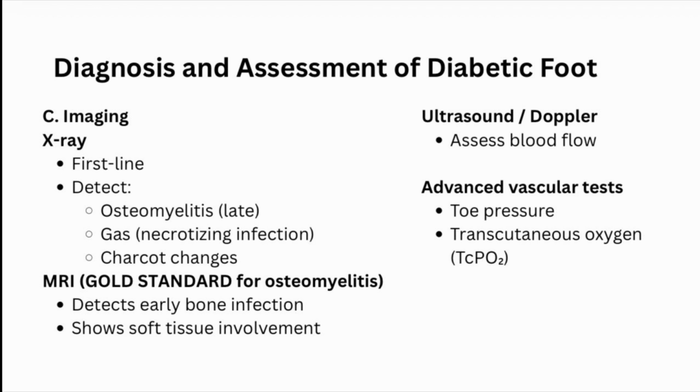MRI is the gold standard for diagnosing osteomyelitis. It detects early bone infection and also shows soft tissue involvement. For vascular assessment, Doppler ultrasound is used to evaluate blood flow. Advanced tests such as toe pressure and transcutaneous oxygen measurement help assess tissue perfusion and healing potential.